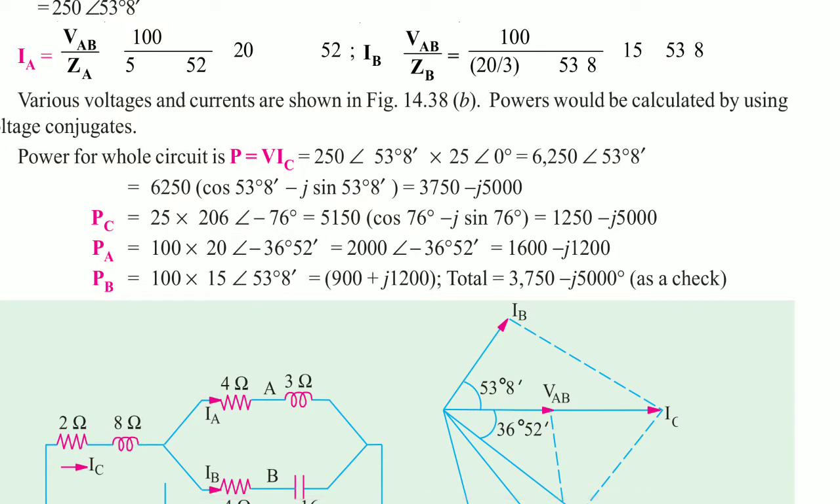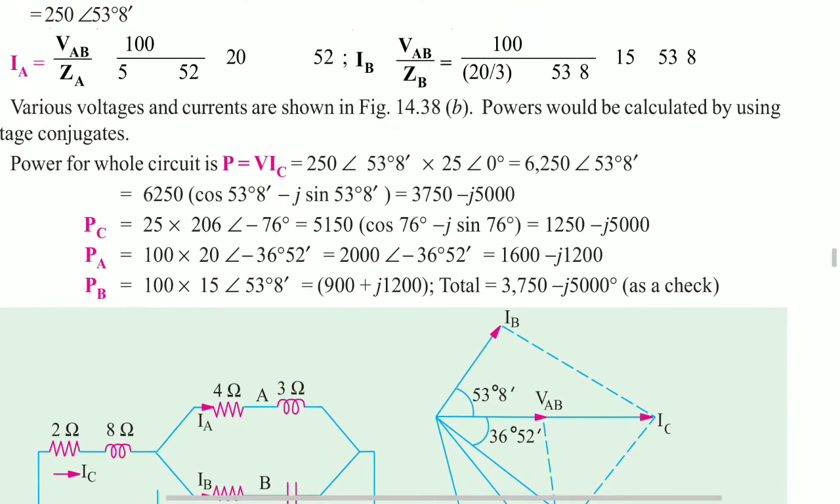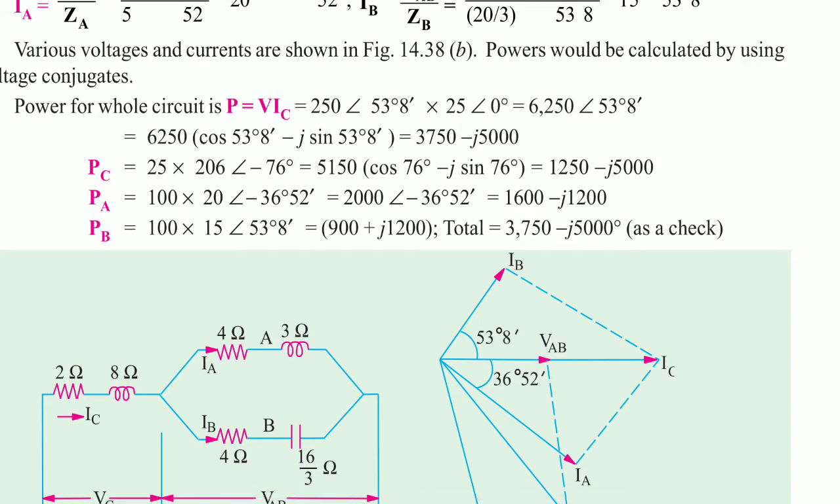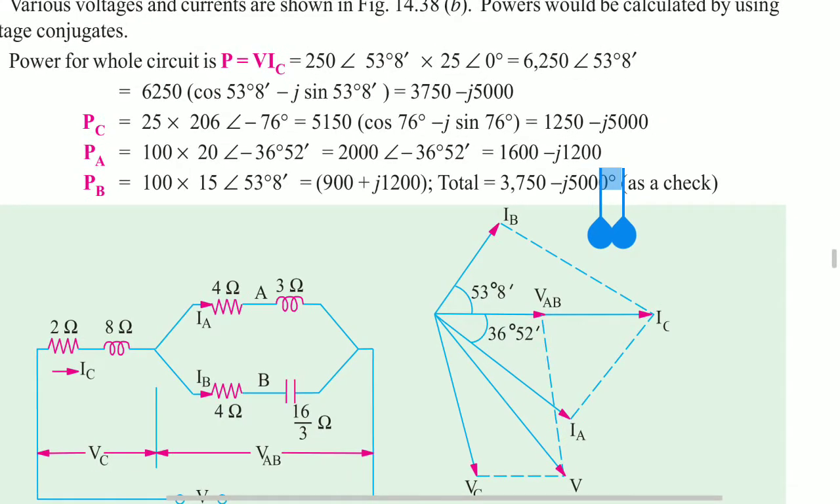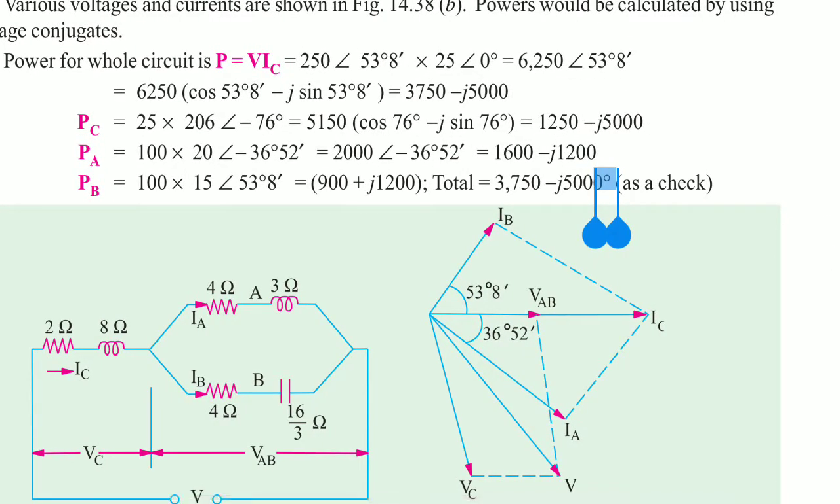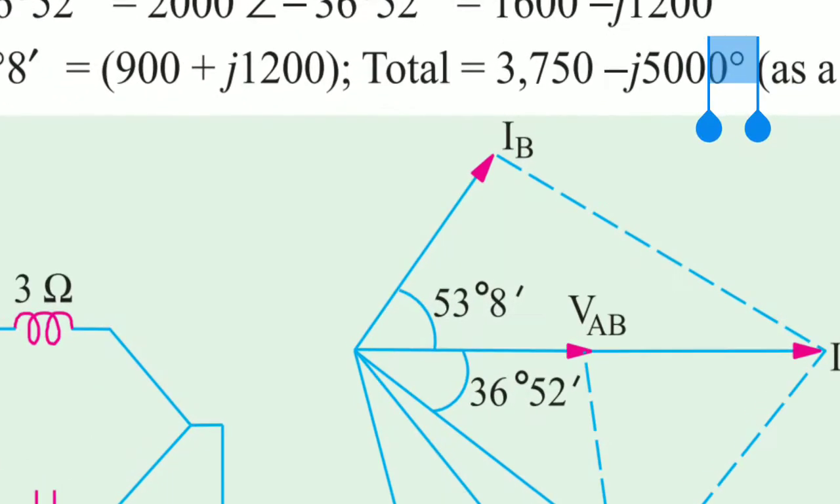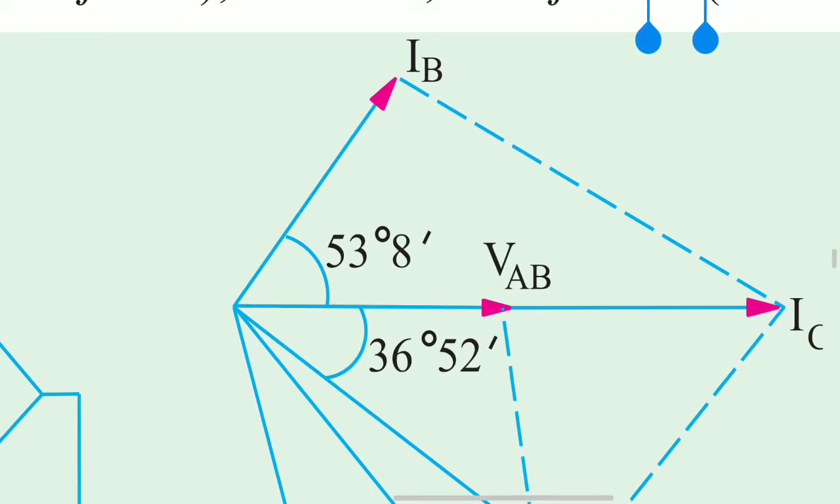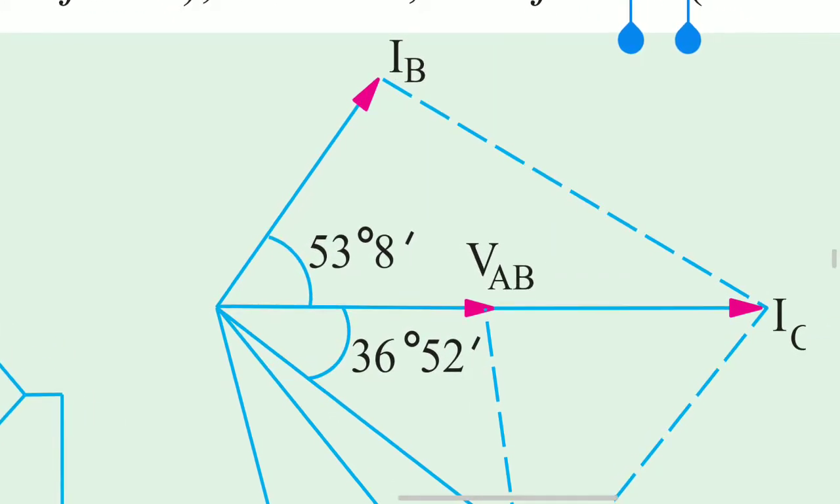So the phase angle between VAB and IB, or otherwise IC and IB, is 53 degrees 8 minutes. This is the phase angle between VAB and IB, or otherwise IC and IB.